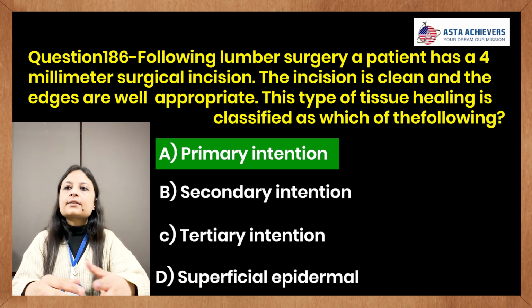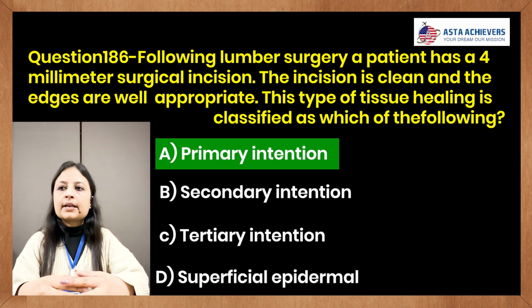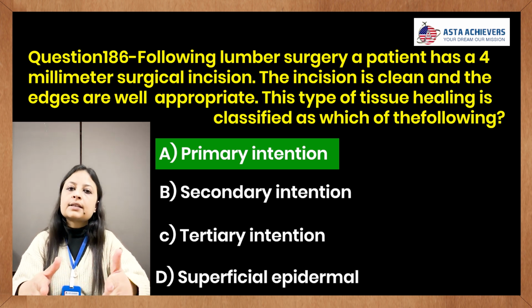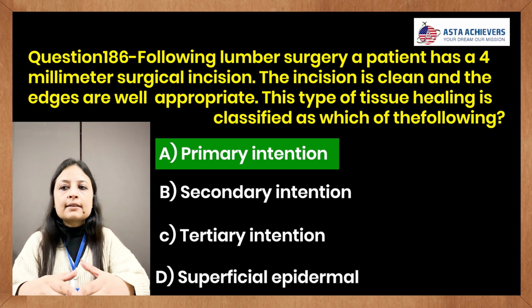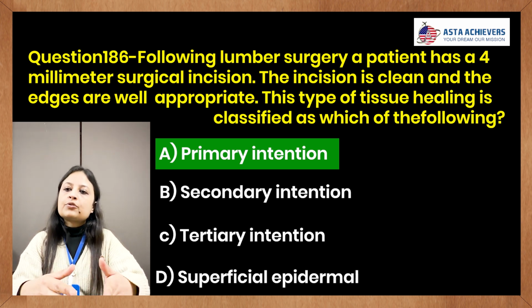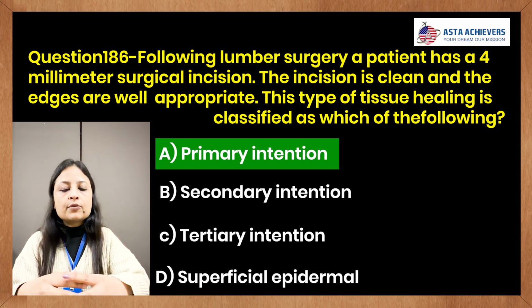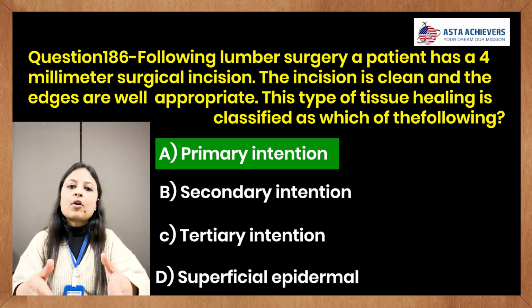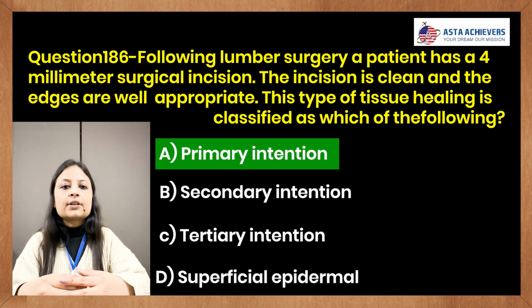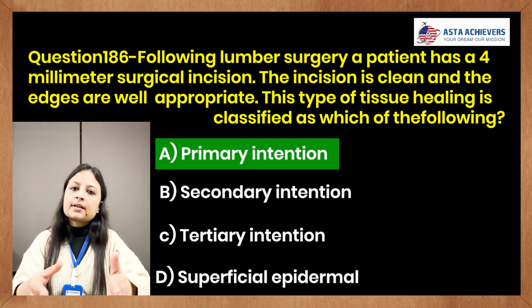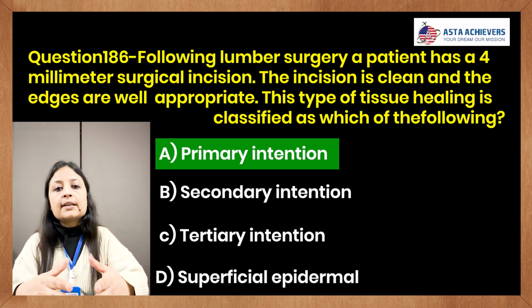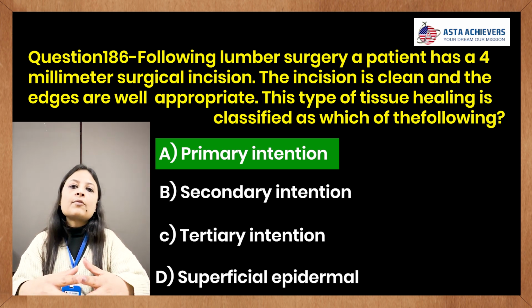Question 186. Following lumbar surgery, a patient has a 4 millimeter surgical incision, and the incision is clean and the edges are well approximated. This type of tissue healing is classified as which of the following? Option A, primary intention. Option B, secondary intention. Option C, tertiary intention. And option D, superficial epidermal. So option A, primary intention, is the correct answer, because primary intention healing is the fastest, cleanest way of wound healing.